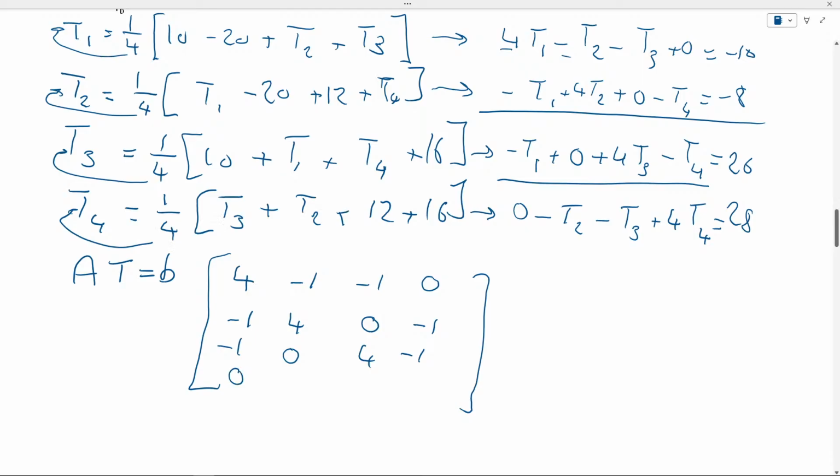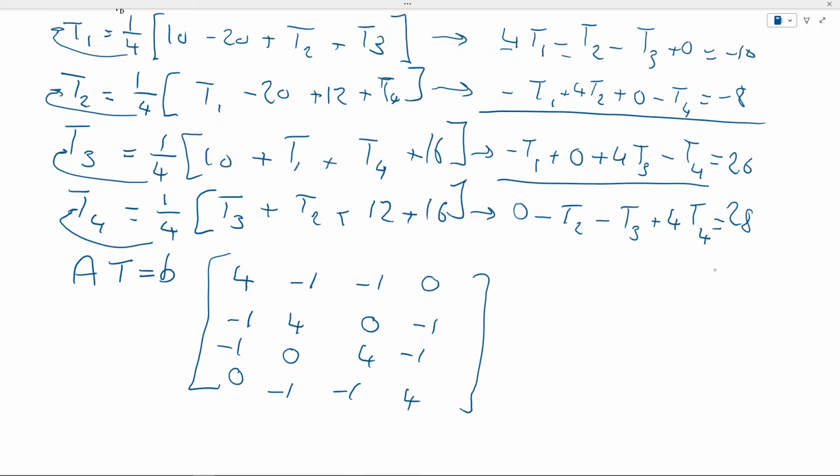So you see my diagonal elements are all 4. Sorry, my diagonal elements are all 4. This is my diagonal here. They're all 4. So here: 4, negative 1, negative 1, 0; negative 1, 4, 0, negative 1; negative 1, 0, 4, negative 1; 0, negative 1, negative 1, and 4.